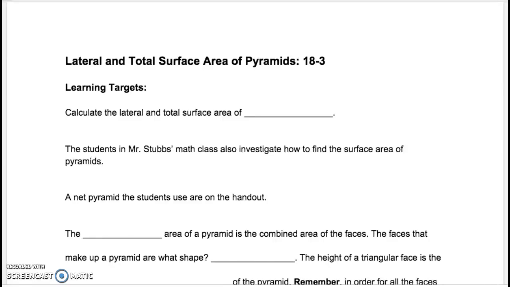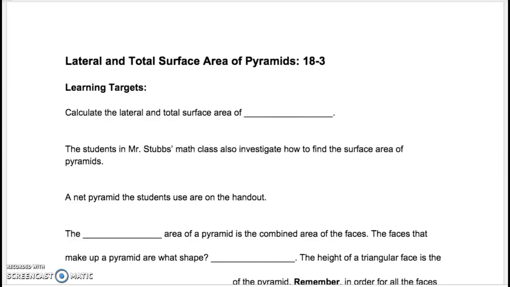Hey guys, this is Mr. Stubbs, and today we are going to do lesson 18-3, which is lateral and total surface area of pyramids. We've done surface area of prisms. Now we're going to move over to pyramids.